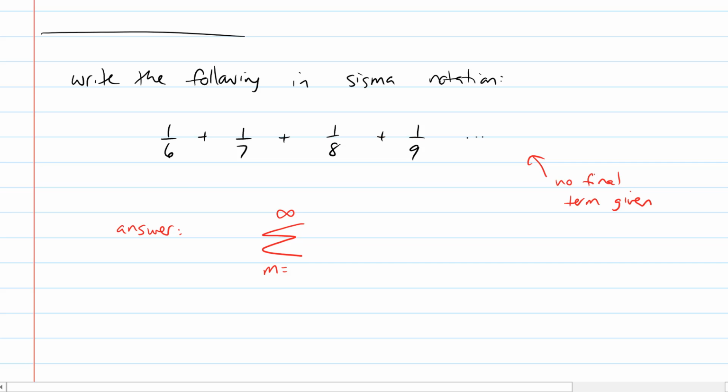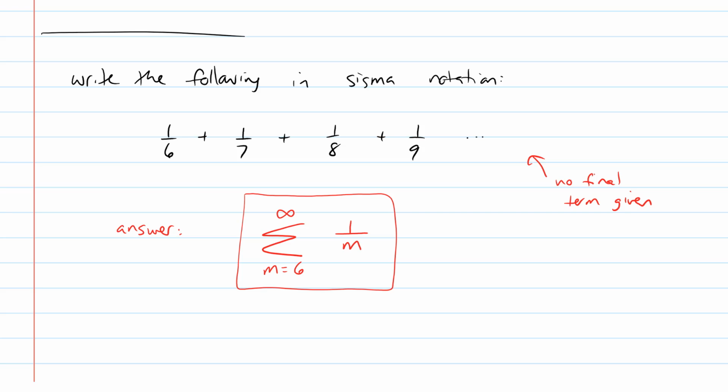And then you actually have some choice in where you want to do your starting index. If I want to be supremely lazy, then I would choose 6, because then my first term is just going to be 1 over 6, or 1 over m. And then when I increment, my next term would be 1 over 7, because my first m is going to be 6, my second m is going to be 7, my third m is going to be 8. And so I could write this series in sigma notation as the sum from m equals 6 to infinity of 1 over m.